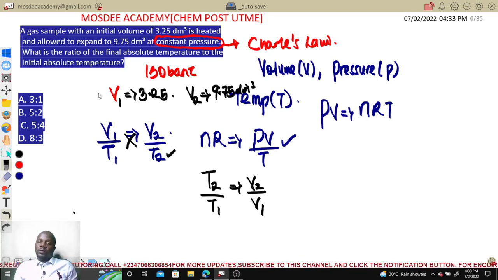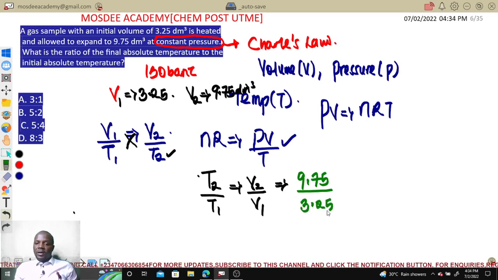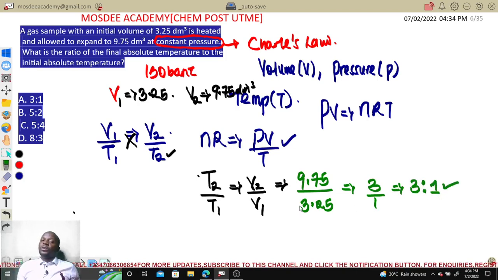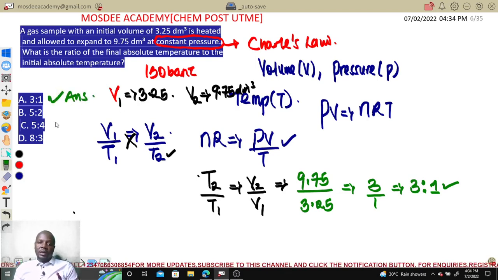So there is nothing to solve because you can see here V1 is a V1 T2. Look at it, V1 T2. Because the question asks for T2 over V1 over T1. So the second volume here is 9.75 divided by the first volume V1, which is 3.25. On simplification, the answer is 3 over 1, which you can write as 3:1. I hope you understand this. A is correct for the sixth question.